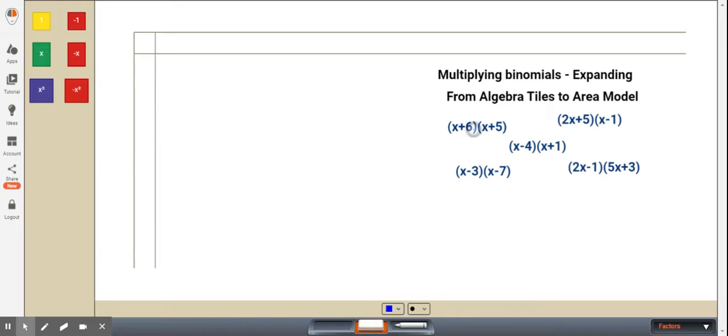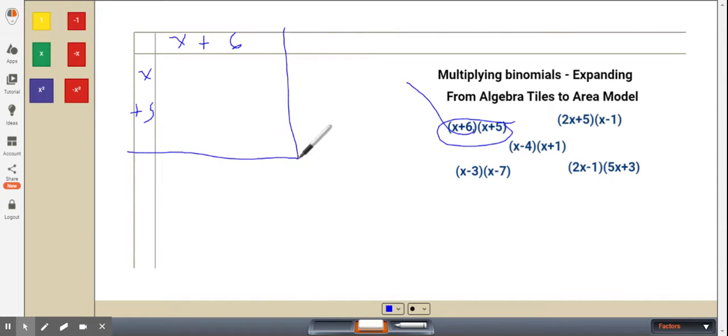Let's begin with x plus 6 multiplied by x plus 5. So we're going to set it up just like we did before, except that this time I'm not going to use tiles. I'm just going to write the expressions here. x plus 6, maybe the length, and here x, I'm going to carry the sign with it, plus 5. So I hope you can see here that created a rectangle just like we did before with the tiles. And this rectangle is our area model.